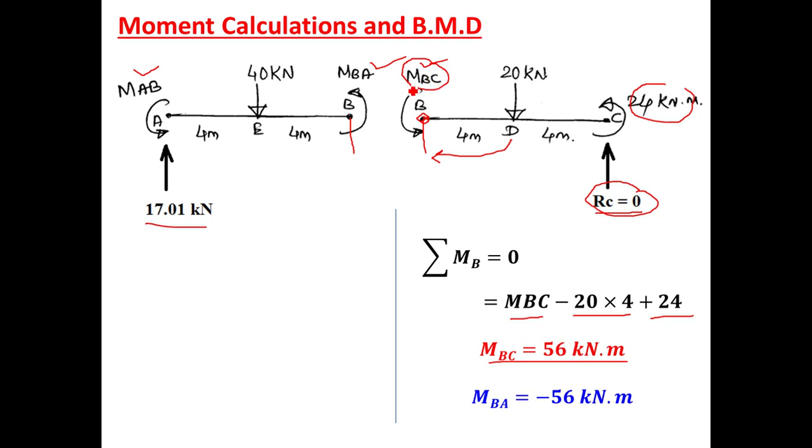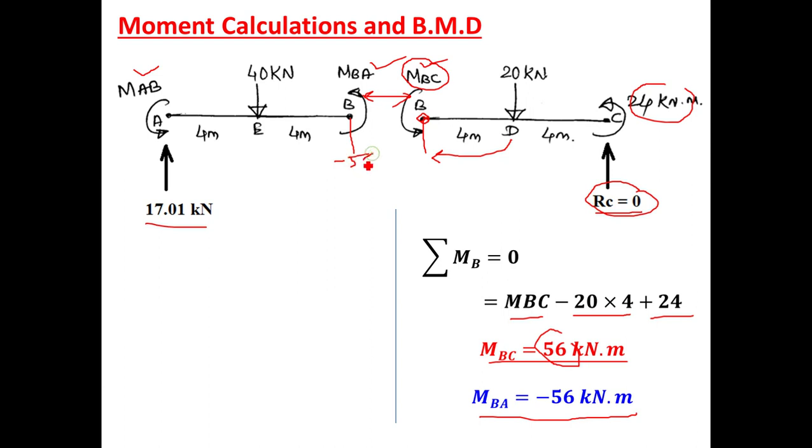Once you get MBC, it is very simple to find MBA, because using the joint equilibrium condition, these two moments are equal in magnitude and opposite in nature. So if MBC is equal to plus 56, MBA must be equal to minus 56 kilonewton meter. MBA equal to minus means it must be clockwise.